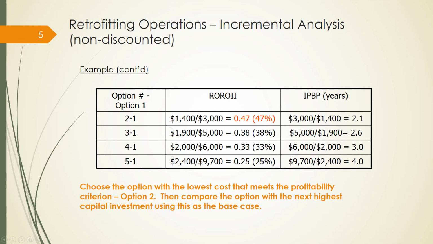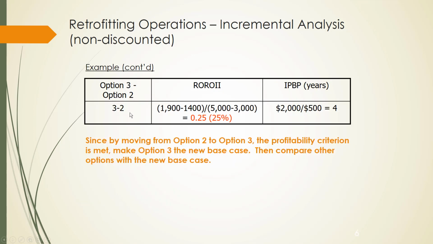Okay, we're going to now take this as our base case and compare the others to option 2. When we look at option 2 and compare option 3, we see that 1900 minus 1400 is 500, 5000 minus 3000 is 2000, and that gives me 25%. So this 25% is still more than my 15%. The payback period is 4, still less than the 6.7 years. So this means option 3 is my best case.